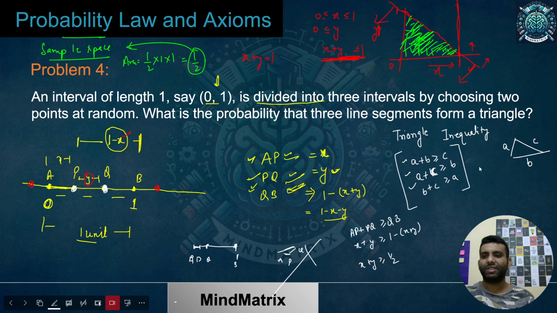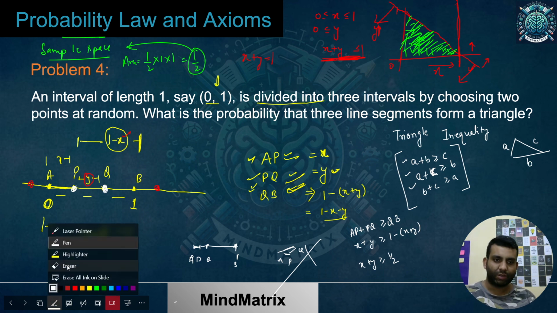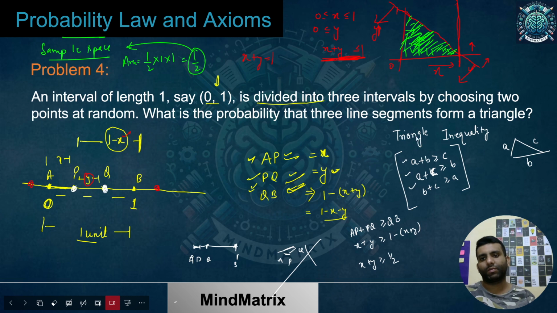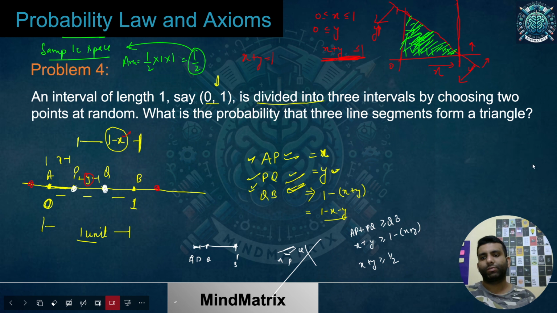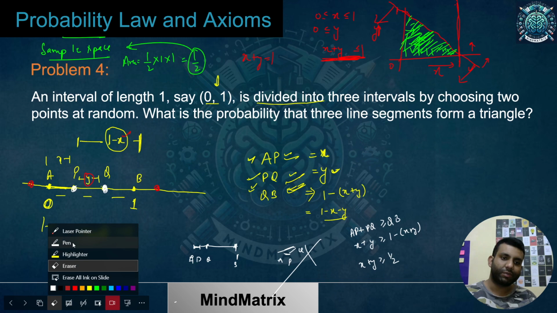So I'll just erase it. I hope you have noted this down. The funda was triangle inequality. Let's see the other two conditions.